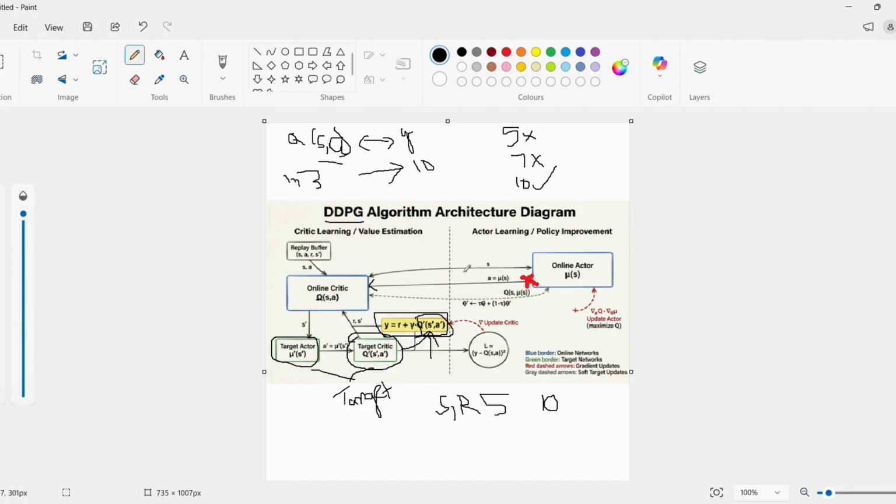improve. This is an important concept as well: the y value is not going to remain the same throughout training, because the weights of these networks are going to change.